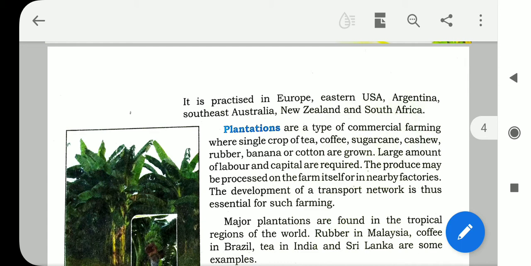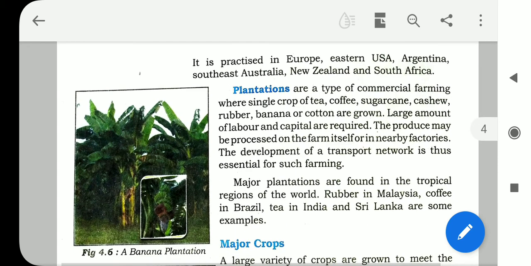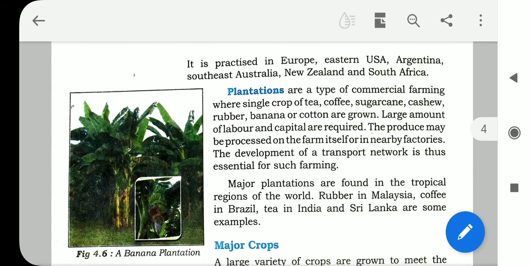It is practiced in Europe, Eastern Asia, Argentina, Southeast Australia, New Zealand, and South Africa. These are the regions. After that, plantation farming. Plantations are a type of commercial farming. A single crop of tea, coffee, sugarcane, cashew, rubber, banana, or cotton is grown. These are grown permanently.